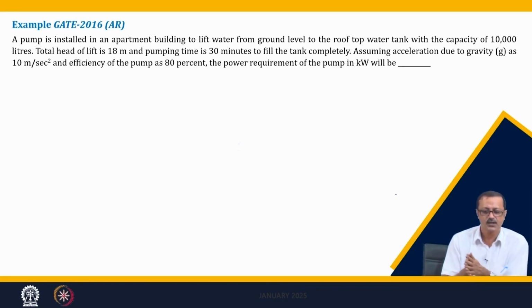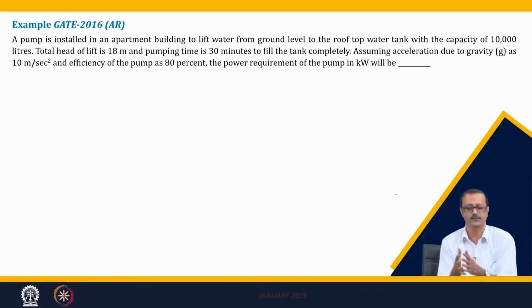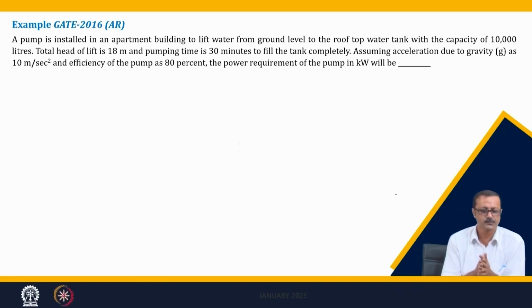A pump is installed in an apartment building to lift the water from the ground level to some tank on the top. The tank capacity is 10,000 liter. The total head of the lift is, that is H, 18 meter. Pumping time is 30 minutes. So, I can find out what is the flow rate. Assuming the acceleration due to gravity is 10 meter per second square, and efficiency of the pump is 80%. So, I have to find out in kilowatt what will be my power requirement of the pump.